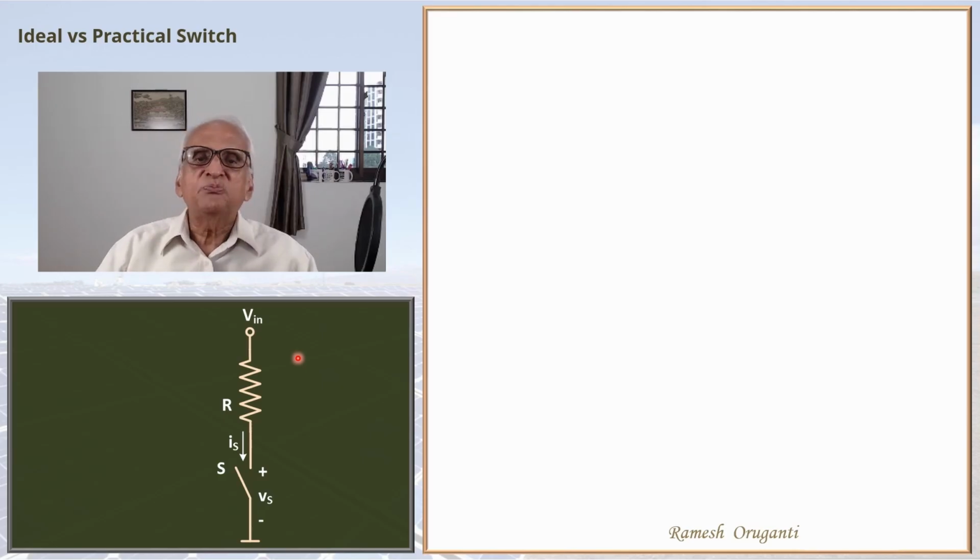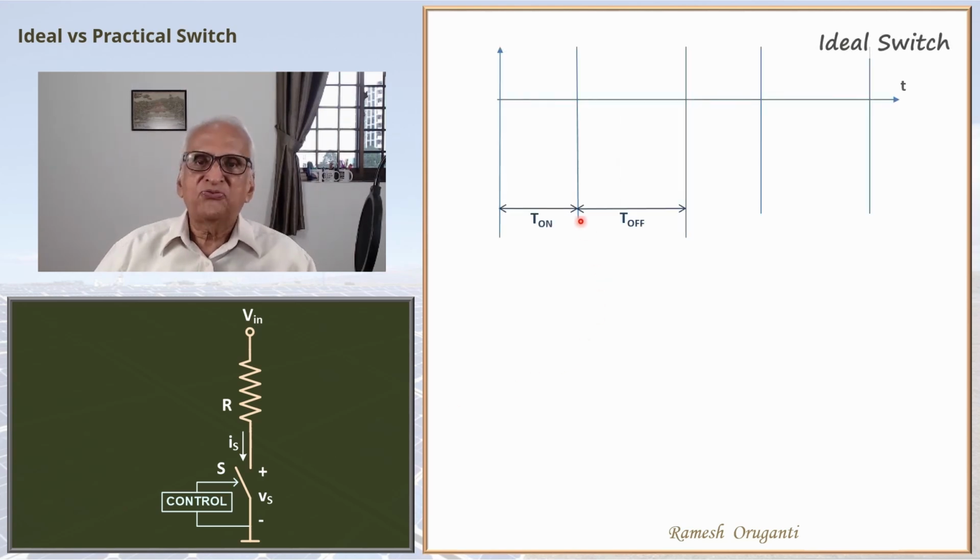First, let us assume that the switch is ideal. In order to control the switch, we need a control circuit which turns the switch on and off, let's say at a particular frequency, with a particular on time and a particular off time. This is T on, this is T off, and T on plus T off is of course T, and 1 over T is the frequency.